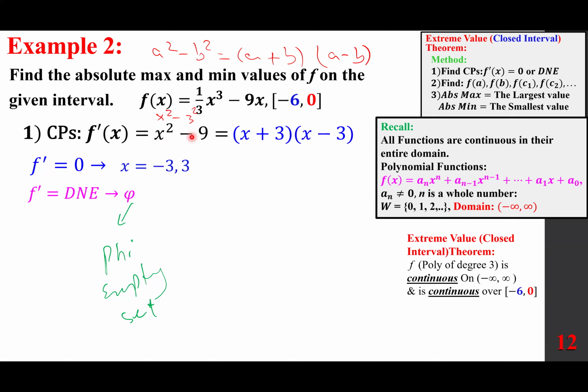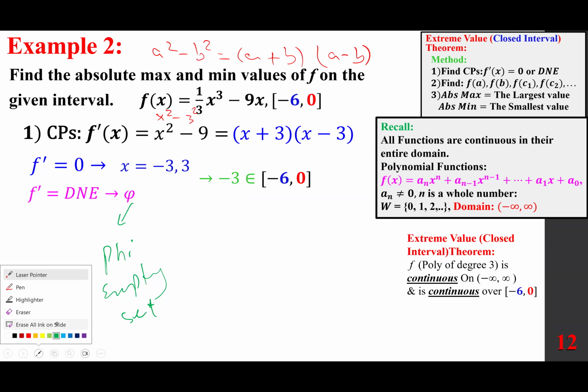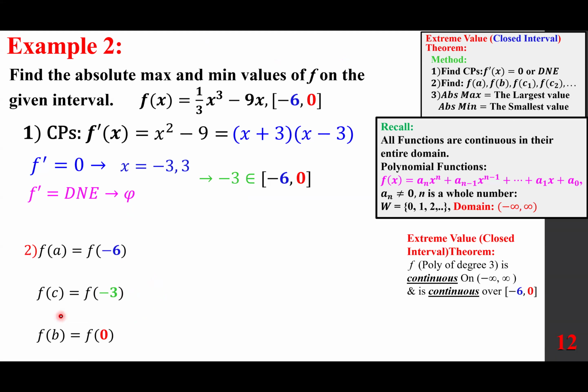Now, is negative 3 in between? Yes. Is 3 in between? No. So you can't use the one that is not in the given interval. So therefore, you want to go back to the original function and evaluate it at the endpoints, a, which is negative 6, b, which is 0, and the critical point negative 3. Let me clean up my mess. So that's what I mean by that. Let's put the function and let's plug in negative 6.